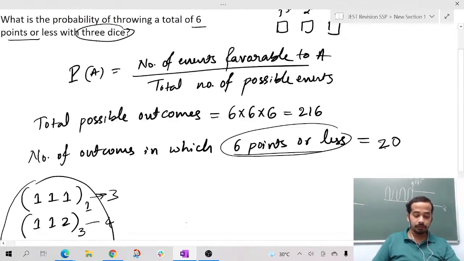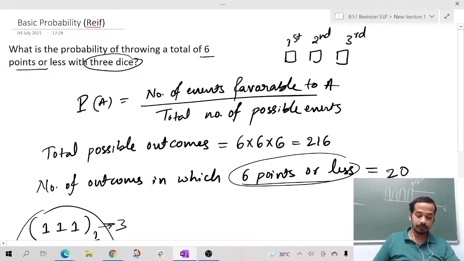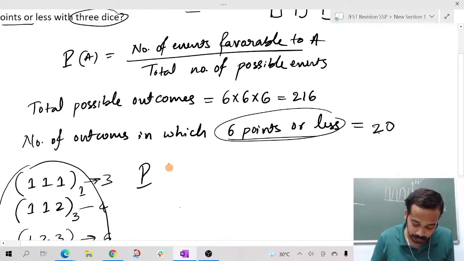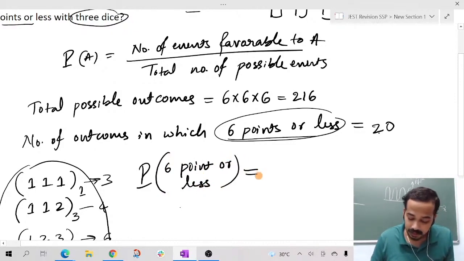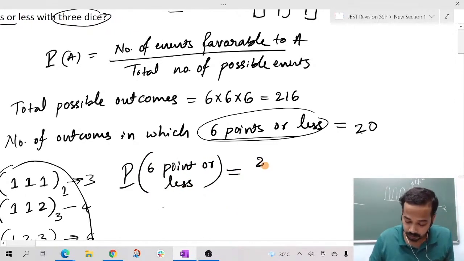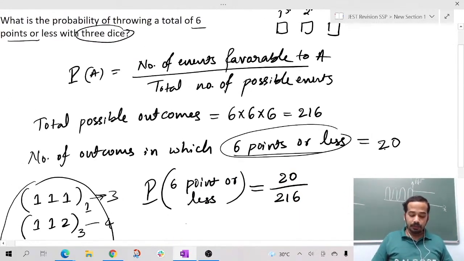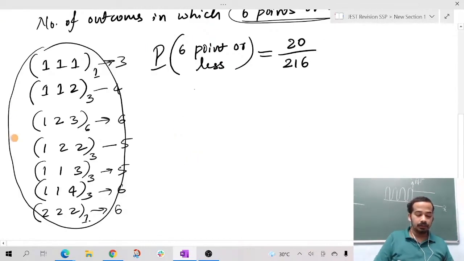So that's why the required probability that he is asking, what is the probability of throwing a total of 6 points or less when you have thrown 3 dice together, that's equal to 20, that's the favorable, divided by 216, okay? So there will be this kind of question where you need to work out the possibilities, okay? You can't directly apply any formula or something. You need to work out these possibilities, okay? While working them out, don't leave anything.